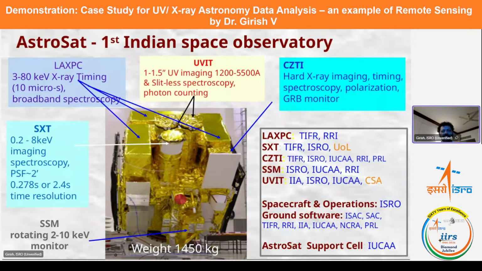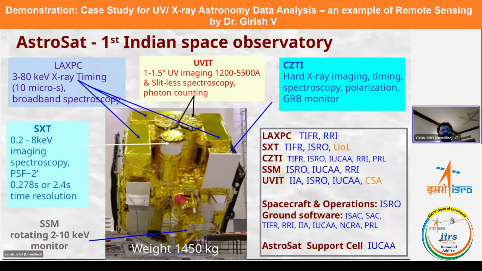Similarly, we have the Cadmium Zinc Telluride imager. This uses a coded mask, and it can give imaging in hard X-rays. LAXPC, the Soft X-ray Telescope and the Cadmium Zinc Telluride imager, all 3 are actually realized at the Tata Institute of Fundamental Research with Raman Research Institute, University of Leicester, Canadian Space Agency, and other ISRO centers from different parts of India, mainly VSSC at Trivandrum and Space Applications Centre, Ahmedabad, along with PRL, Physical Research Laboratory.